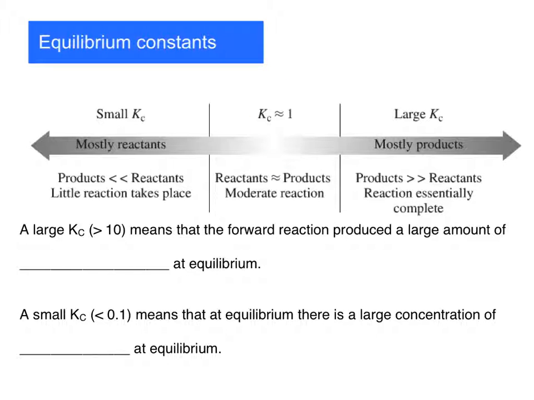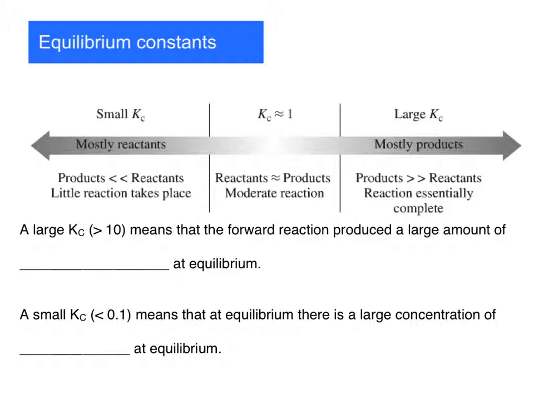If we have a large Kc, which is over on this side of the continuum, then we have a lot more products than reactants, because products are what are on the top. A big numerator and a small denominator will give us a large Kc. On this side, if we have a small Kc, that means the numerator will be small and the denominator will be larger, so we have mostly reactants in this case.